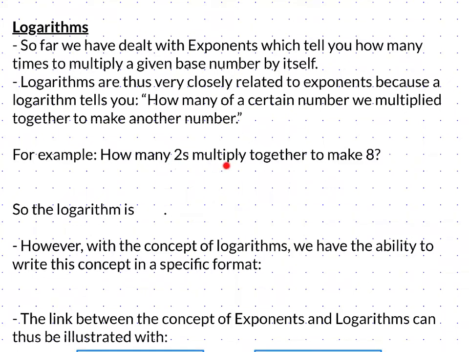So for example, how many 2s multiply together to make 8? Well, we've got 2 times 2 gives you 4, times that by 2 again gives you 8. So in this situation of 8, and thinking of the number of times I multiply 2 by itself, the logarithm is 3.